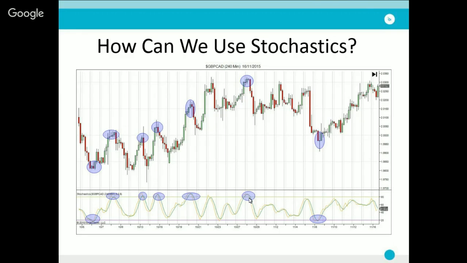So looking at this example here, you can see that both lines run up and touch the overbought threshold at this point. However, we don't get short at this point. We wait for the K line to cross below the D line. We wait for the yellow line to cross below the D line. And so we can see that price actually runs on by another few candles. And then we get the crossover at this point here and we get our short entry.